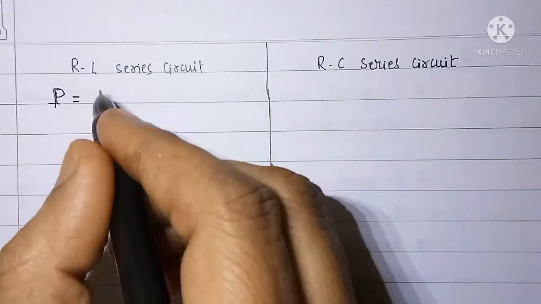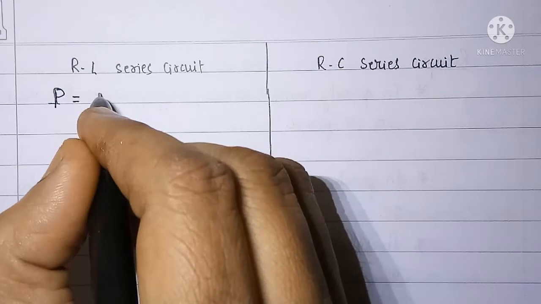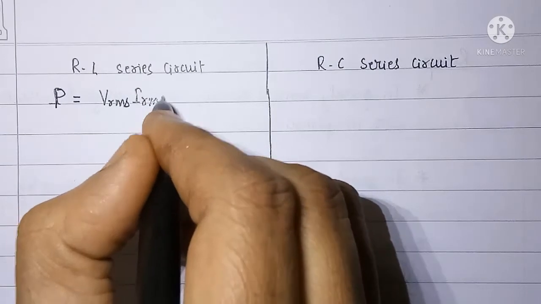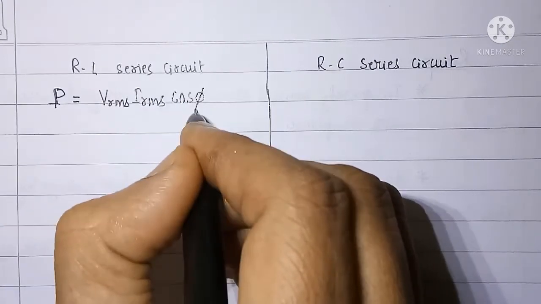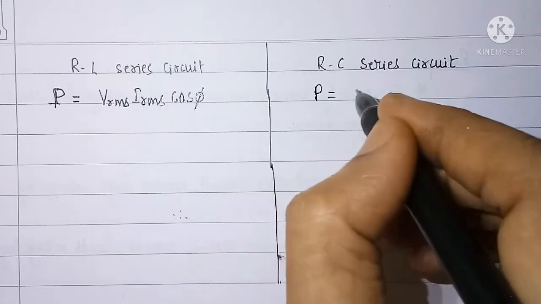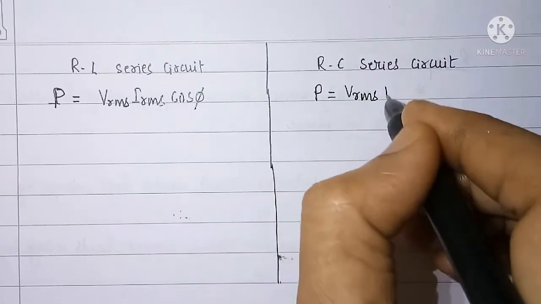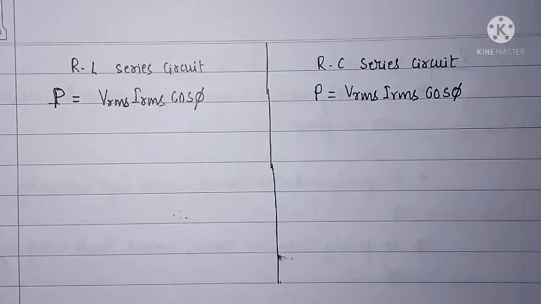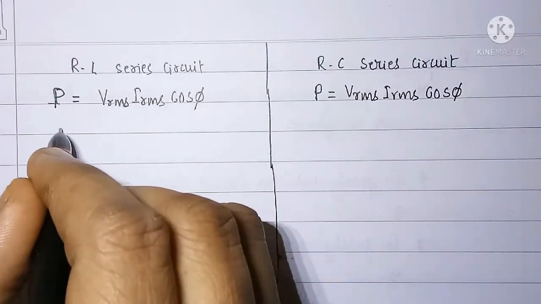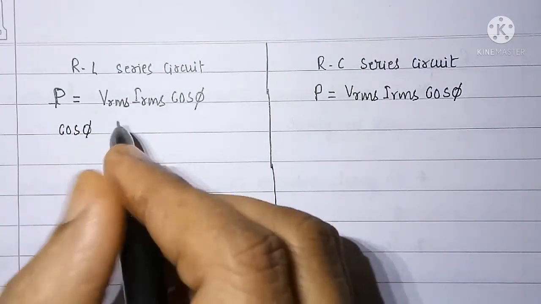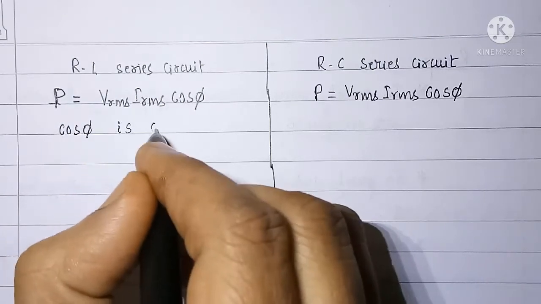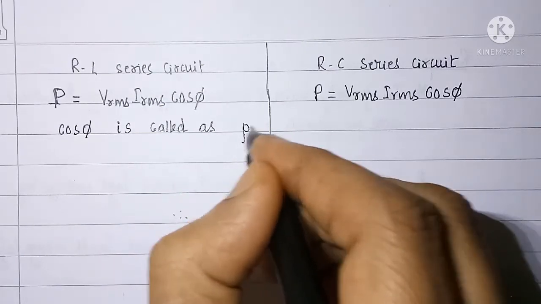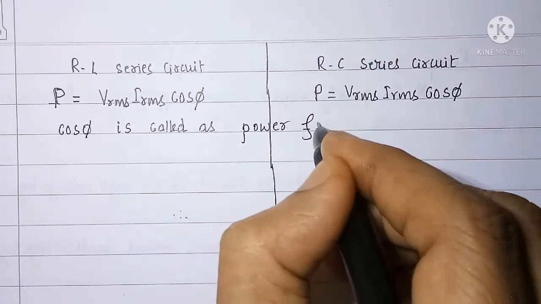and those powers are given by power P equal to Vrms into Irms into cos phi. Here also power P equal to Vrms into Irms into cos phi. Cos phi is called as power factor.